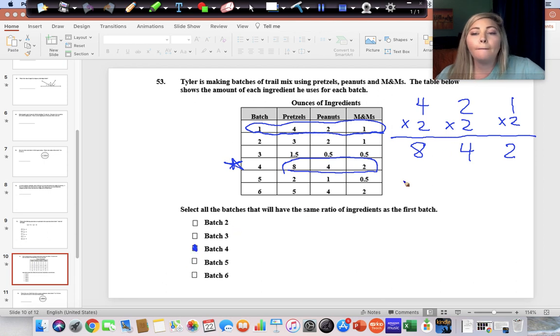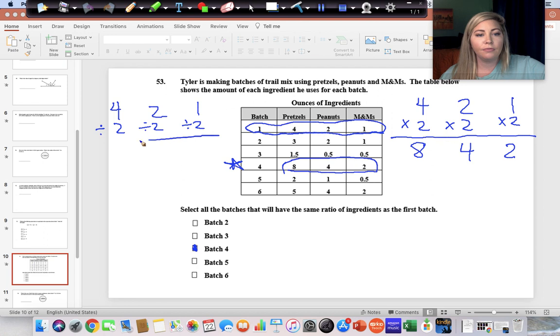Okay, or what we could have done was divide all of these by 2. 4 divided by 2 is 2. 2 divided by 2 is 1, and 1 divided by 2 is 0.5, or 1/2. And if we look, there's a 2, a 1, and a 0.5 right here. And that is batch number 5.